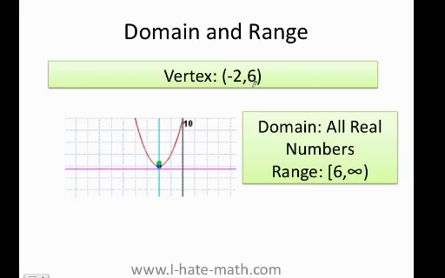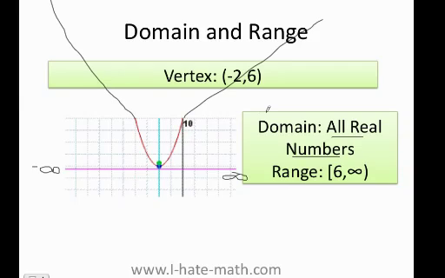Now let's do the domain. The great news is that the domain of any parabola is always all real numbers. Why? First of all, what is the domain? The domain is all the values that x can be. Here you can see that x can be anything from -infinity to infinity. Don't forget, this parabola is opening up to infinity. So x can be -5, -6, any value of x.